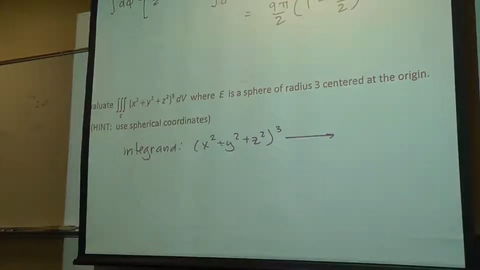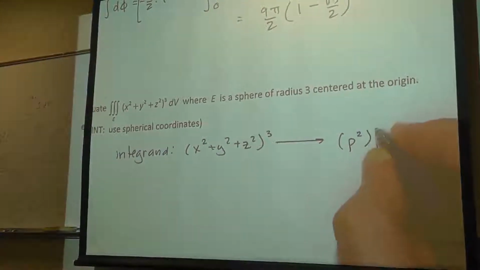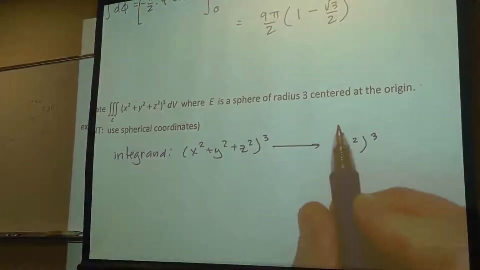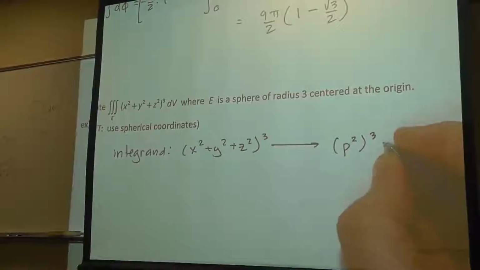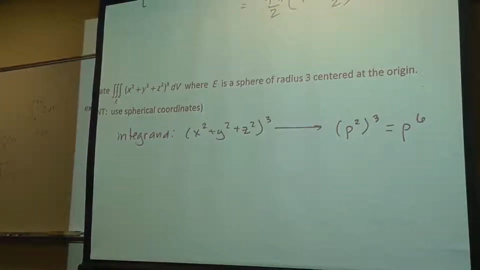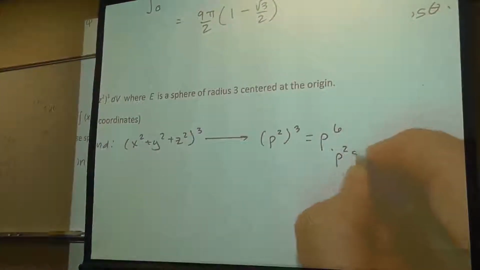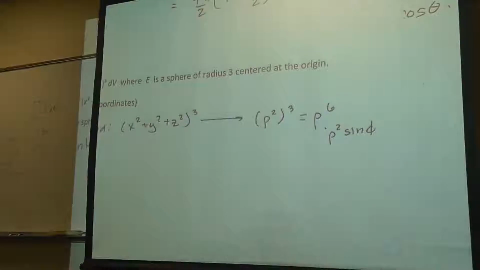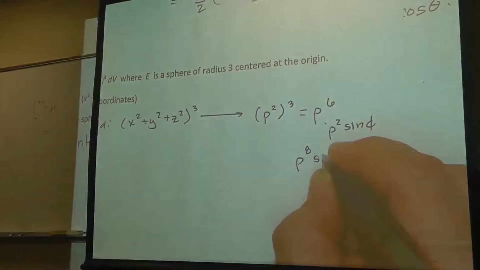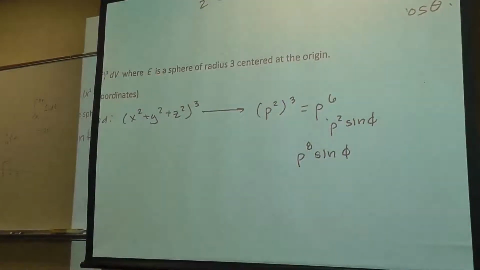So as my spherical conversion, what's in the parentheses? Rho squared, raised to the third. Be careful: a power to a power, you multiply the exponents. So in that case, that would be rho to the sixth. So it's rho to the eighth sine? Yes, considering the Jacobian, rho squared sine phi, the proper integrand will be rho to the eighth sine of phi.